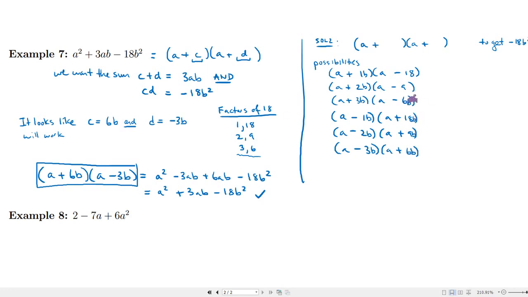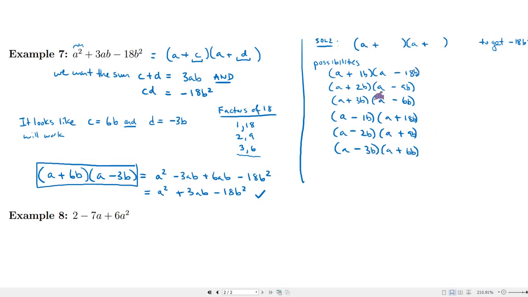8b, 6b, 9b, 8b. So just eyeballing this, we can see the first term is definitely correct. We're getting a squared for all of them. And the last term, we should be getting negative 18b squared. So 1b times negative 18b is negative 18b squared, negative 18b squared, negative 18b squared, negative 18b squared. So it looks good.